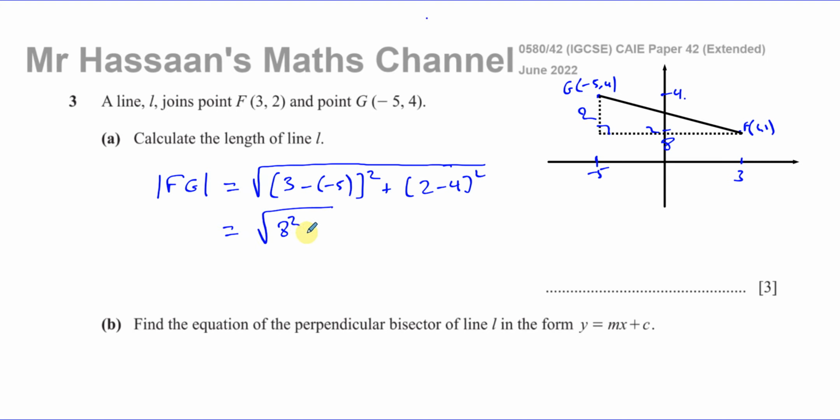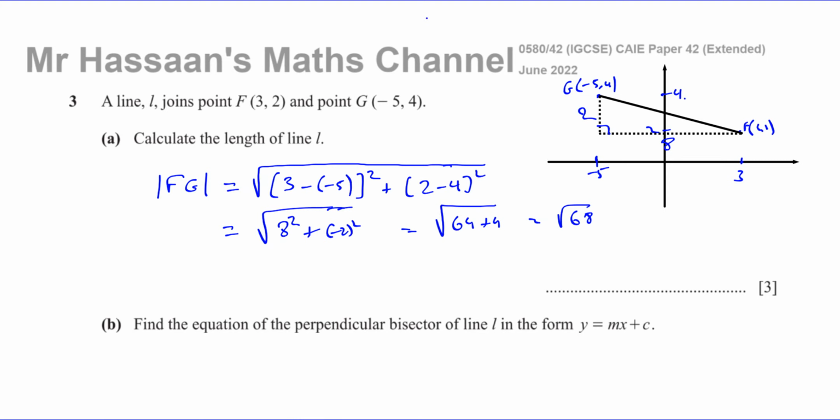So that's going to be the square root of 8 squared plus, and that distance is 2. It doesn't matter about being negative. When you square it, it's going to become positive. That's going to be minus 2 squared, which is going to become 4. So you end up with the square root of 64 plus 4, which is the square root of 68. You should write this to 3SF in the end.